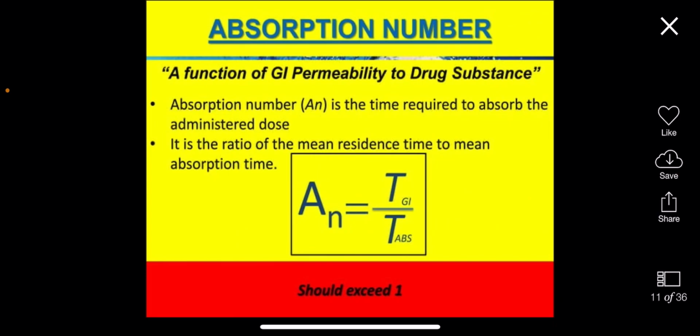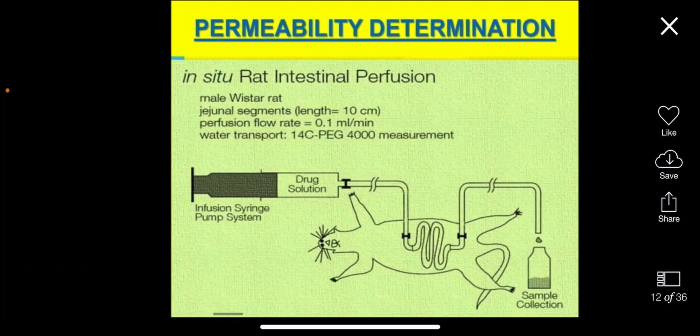Then absorption number, which is a function of GI permeability of the drug substance. Absorption number is the time required to absorb the administered dose. It is the ratio of the mean residence time to the mean absorption time. Means how long the drug resides in the body to how much absorption time. So An is equal to Tgi by Tabs, and it also should not exceed more than 1.